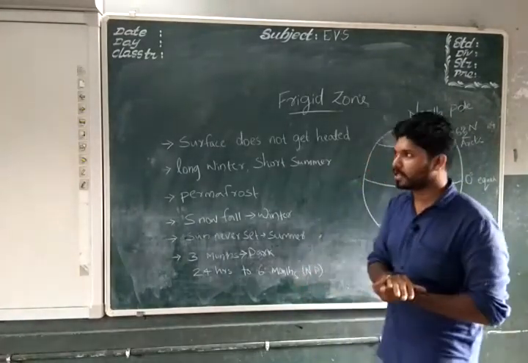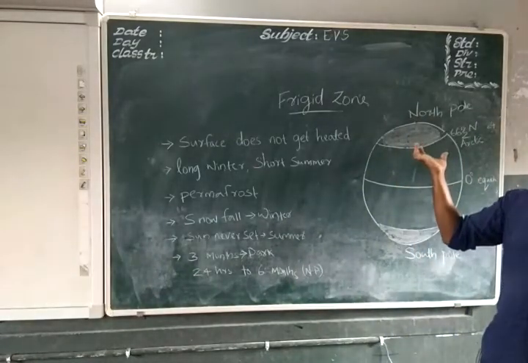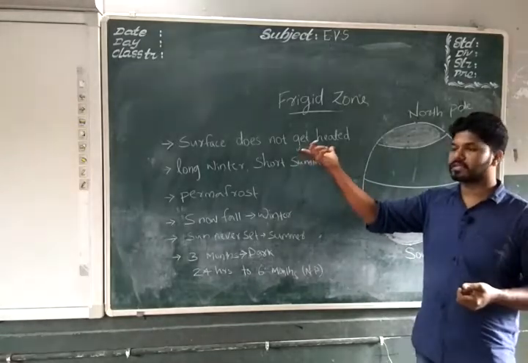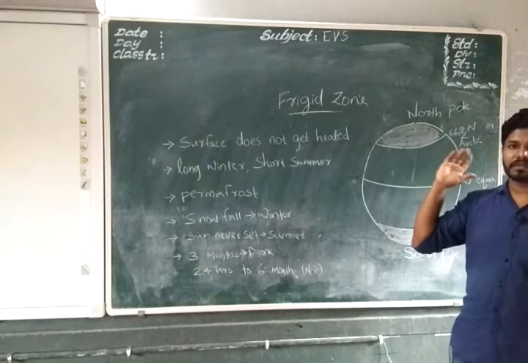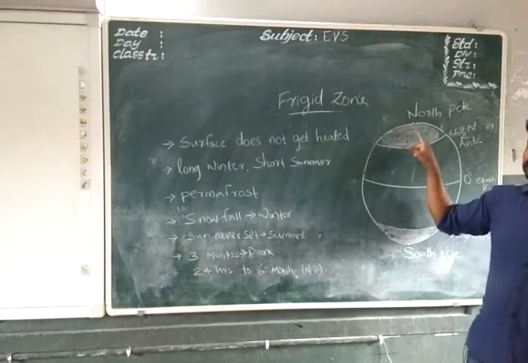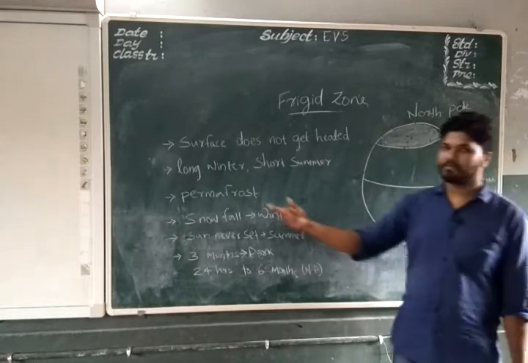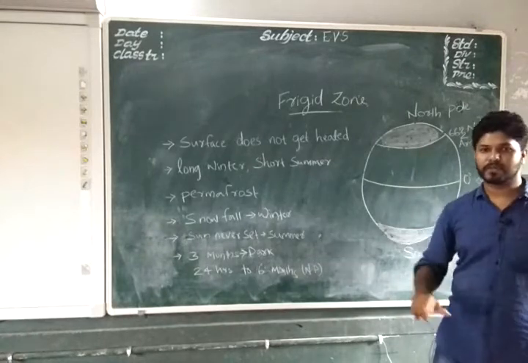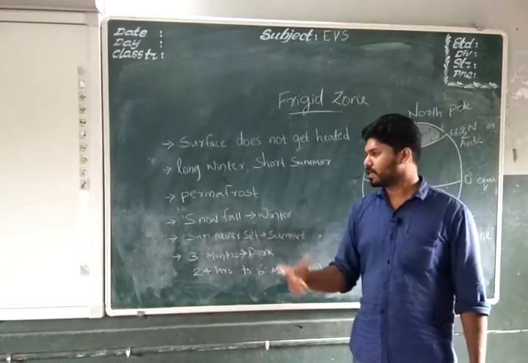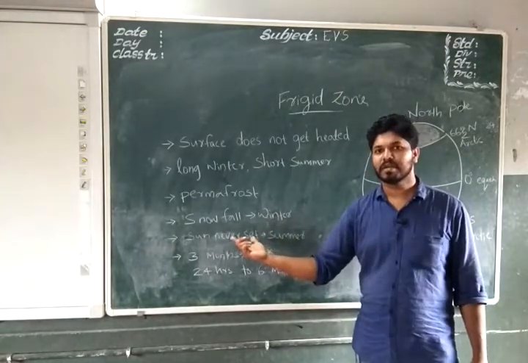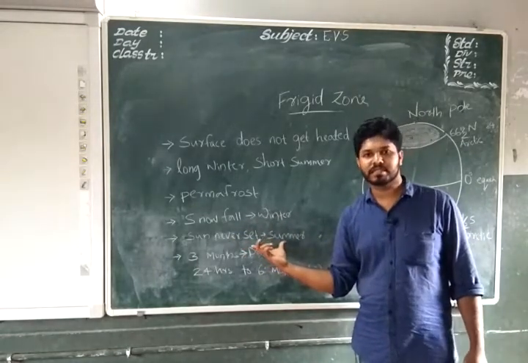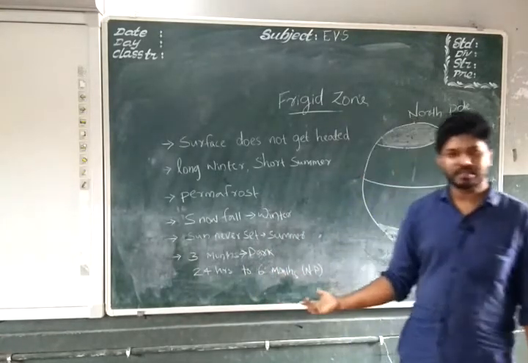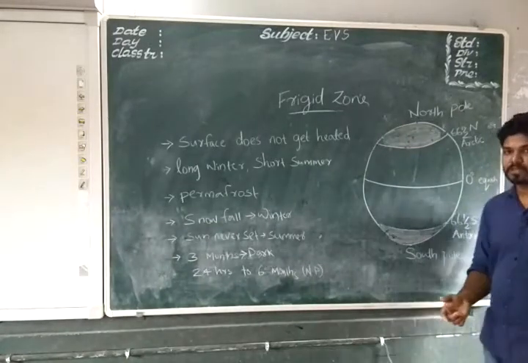Let me explain one more time. The frigid zone does not receive sunlight in a good manner. Hence, the surface does not get heated. As the slanting rays do not reach most of the portions, the surface never gets heated. And it has a very long winter season and a short summer season. The surface is almost in a frozen condition, which is called permafrost. And it receives heavy snowfall, and in the summer season the sun never sets, but yet there is no heat at all. And the last point is that in the winter season it will be dark for about 3 months.